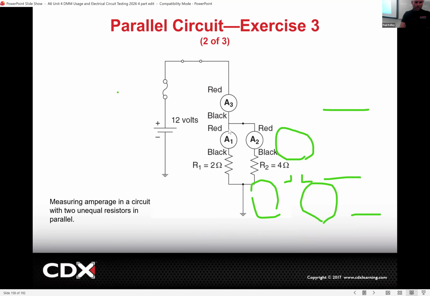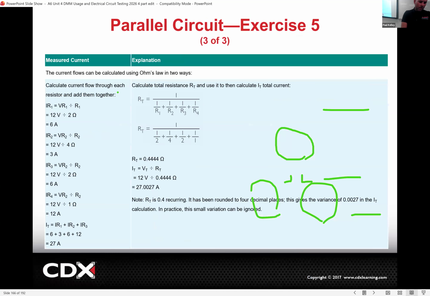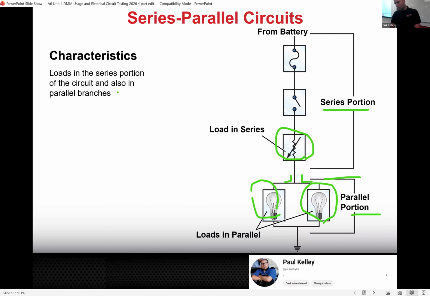So if you were to look at some of these way back, this was just parallel. There's a load here and a load here. There's no load up here. We have an amp meter here, but there's no load in the series part. This one here is the first time that we actually have a load in the series part, so that's why it's series parallel. Cool, so everybody should understand what a series parallel is.